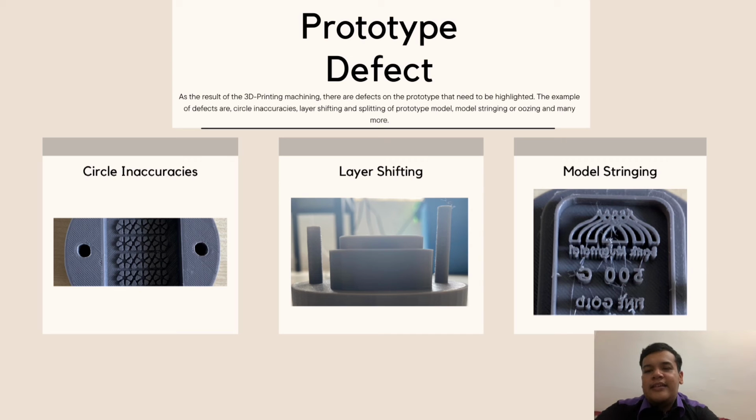Next, layer shifting and splitting. It occurs when the model prototype is not printed with good printing parameters. Next, model stringing or oozing. It occurs when the printing extruder moves between different sections of the print. Lots of hairs and strings will be left behind.